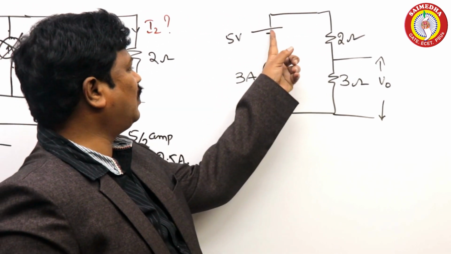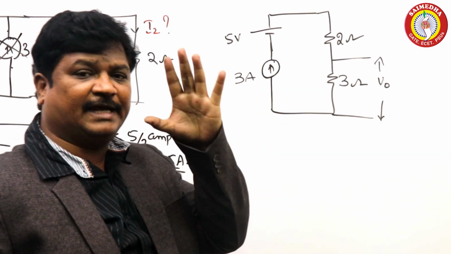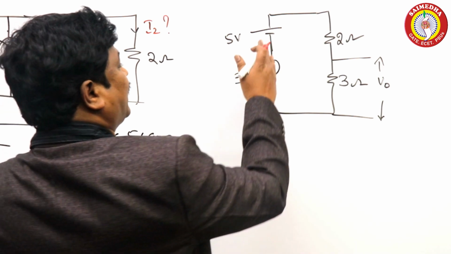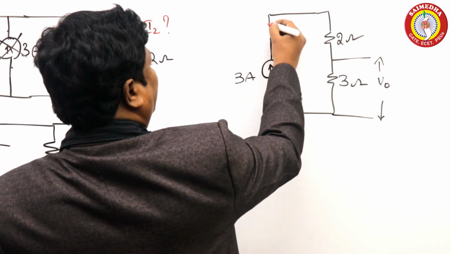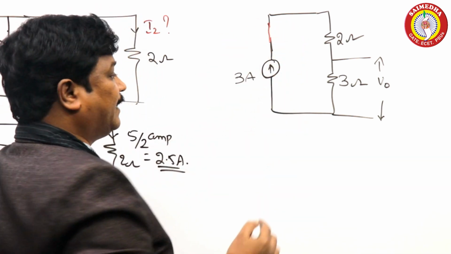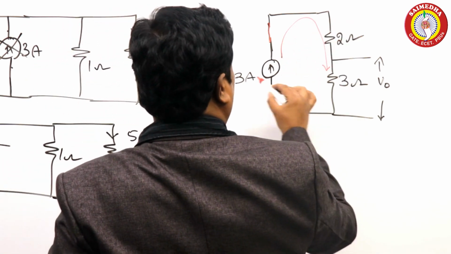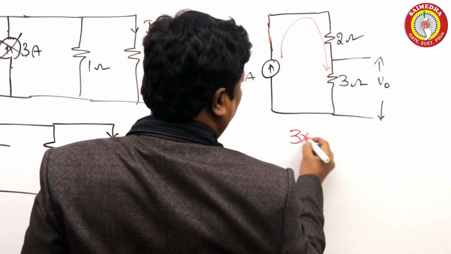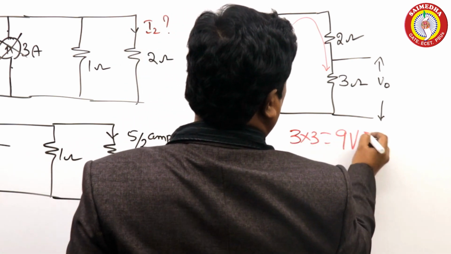Whenever an ideal voltage source and current source are in series, the resultant one is the current source only. Under that condition, we make the voltage source 0 by shorting the terminals like this. Hence, what is the current flowing here? 3. Series circuit, 3 into 3, 9 volts.